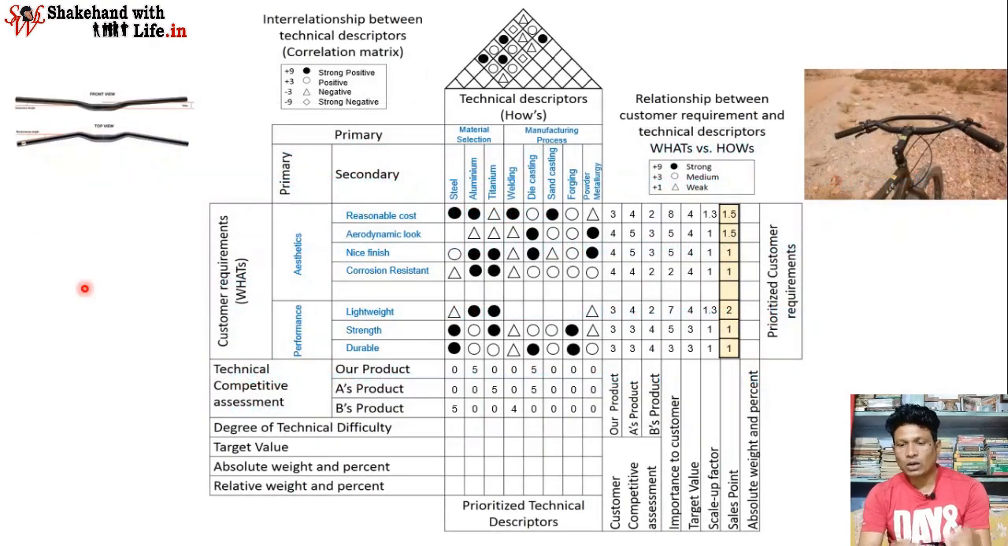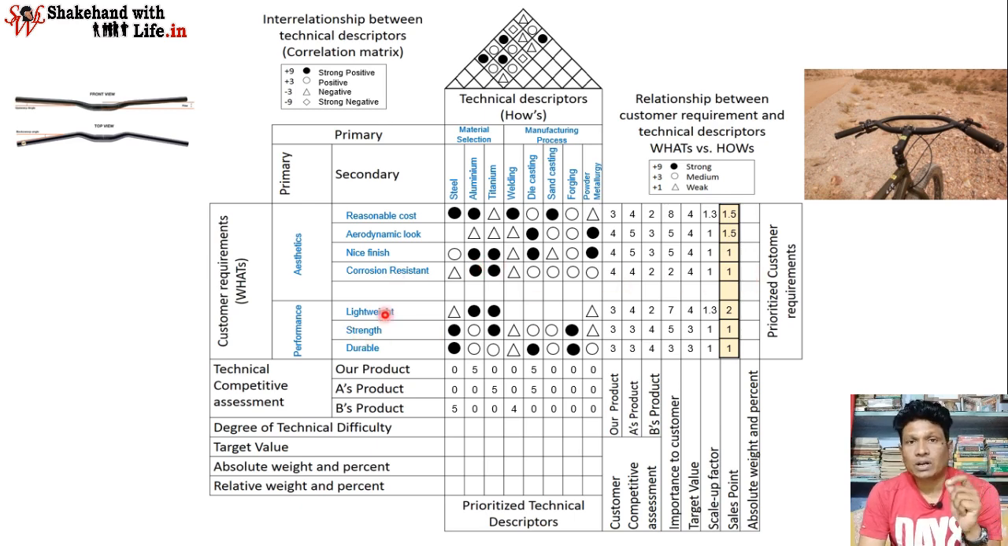Now let's take a look in this column. Here this is the sales point column. So for reasonable cost it is 1.5. It contributes to sale of the product. Then aerodynamic look, it also contributes to sale of the product. So 1.5 is there. For nice finish it is 1, not so much contributed to sale of the product. So corrosion resistant it is 1 again.